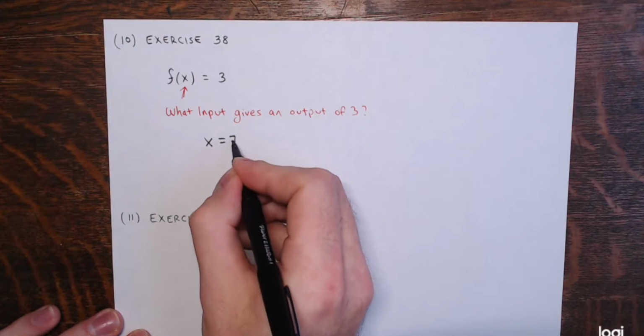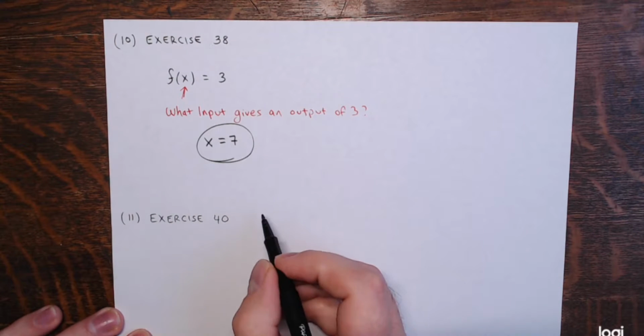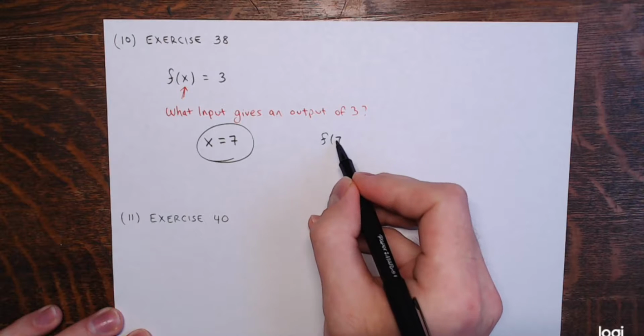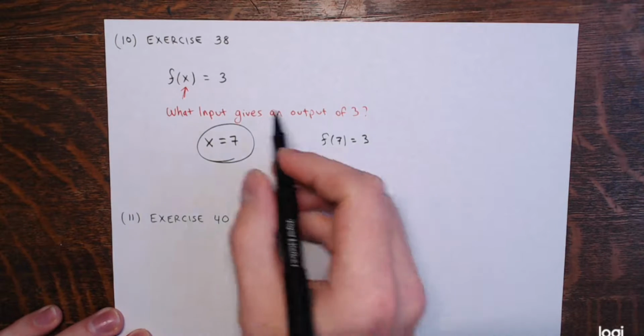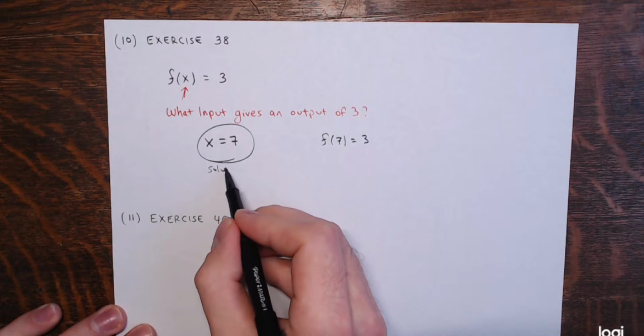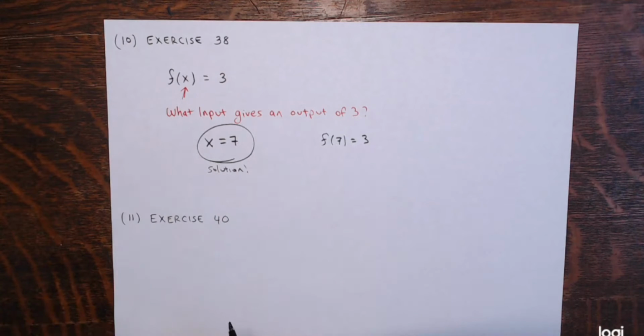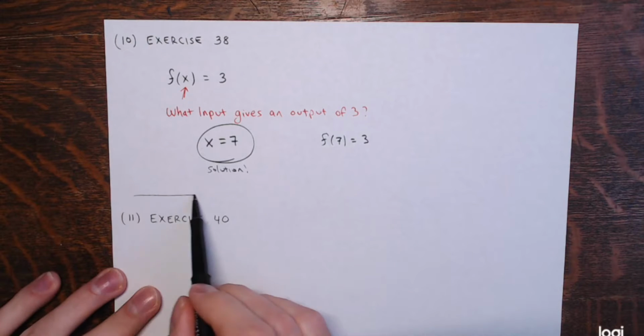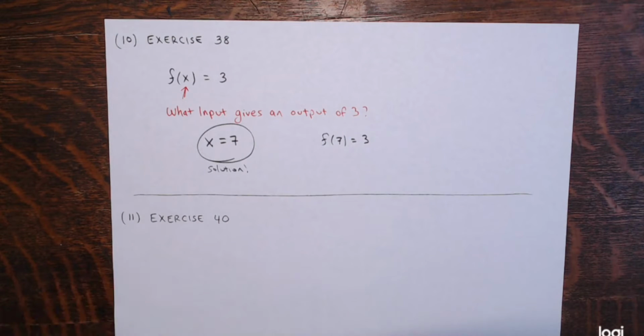And that's it, right? That's all they want. f of 7 is equal to 3. That satisfies the equation. So the solution is x equals 7. Very, very simple, again in my opinion. All right, and then my final example is exercise 40 using that same table.